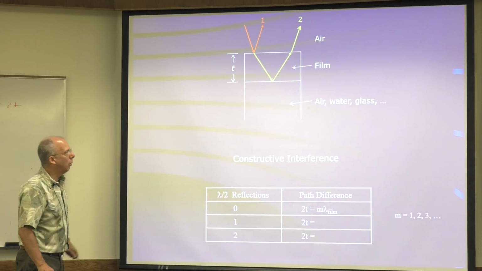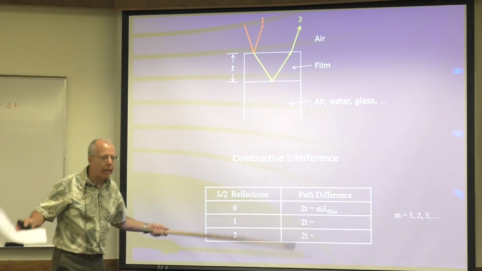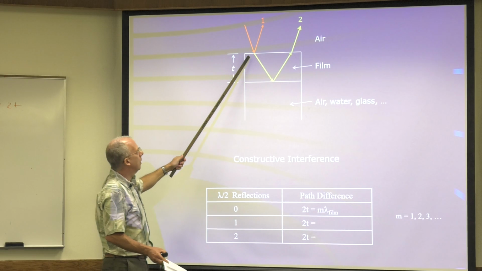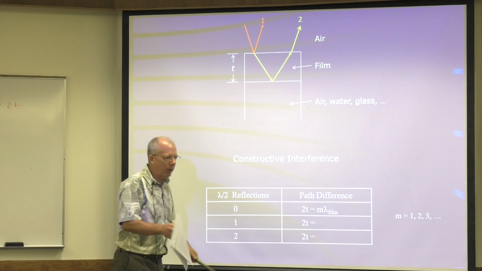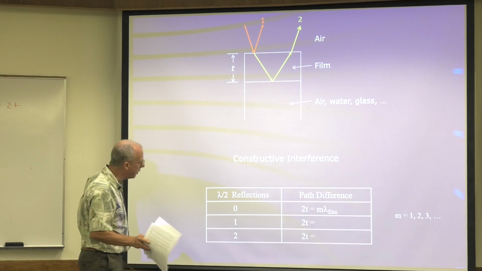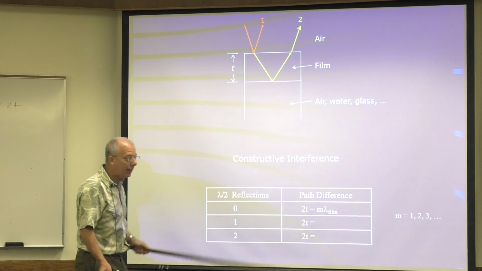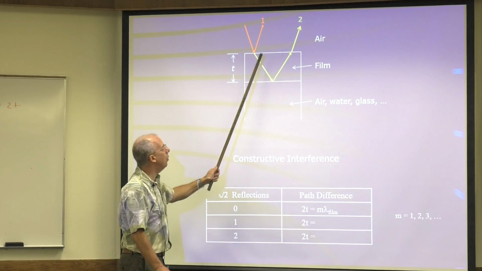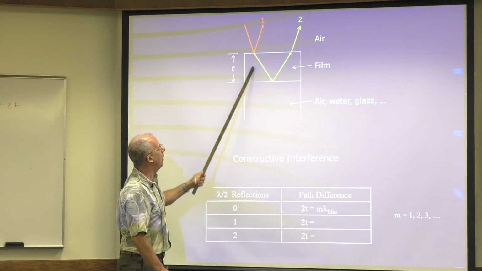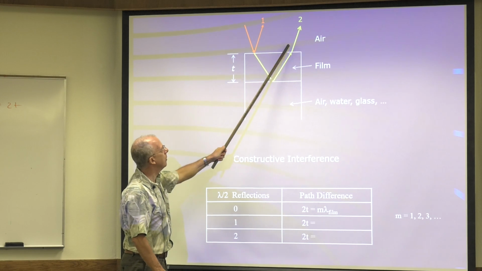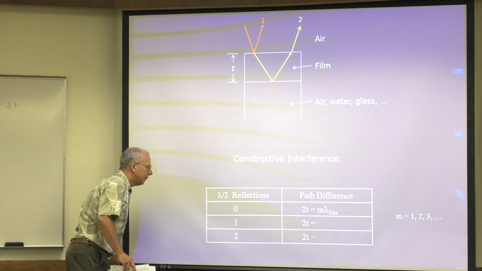So therefore, we want this to constructively interfere with that. Now look, there are no flips. So this one is the same as this one, right? There's no shifting or anything like that. But wait a second. What's the only difference between 1 and 2? The path length difference, right? Ray 2 went down and up, whereas ray 1 didn't go in here at all. So there's a path difference between this one and this one of 2T, okay?